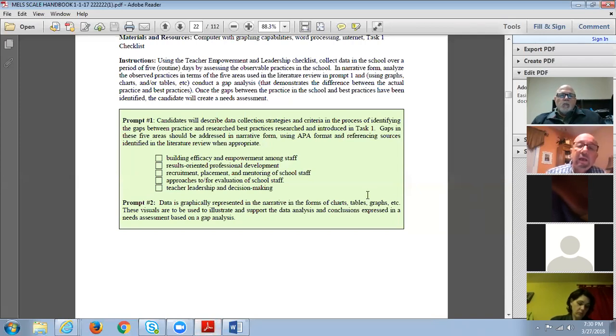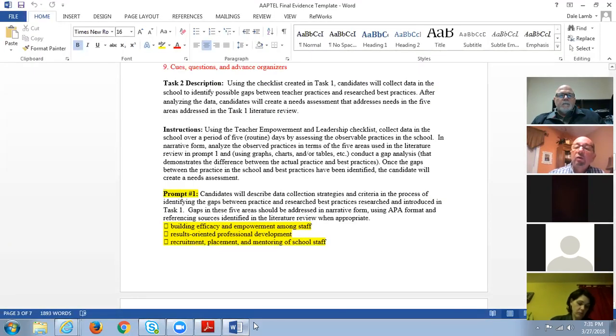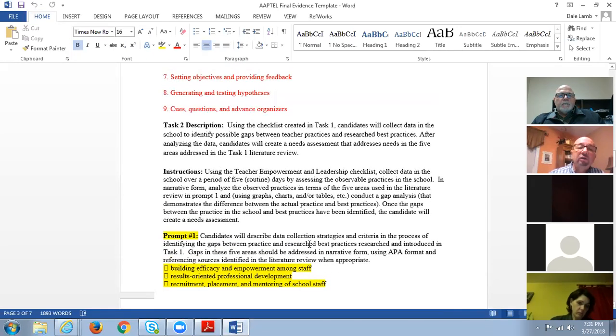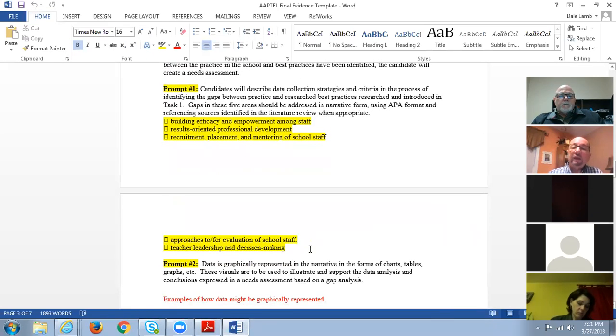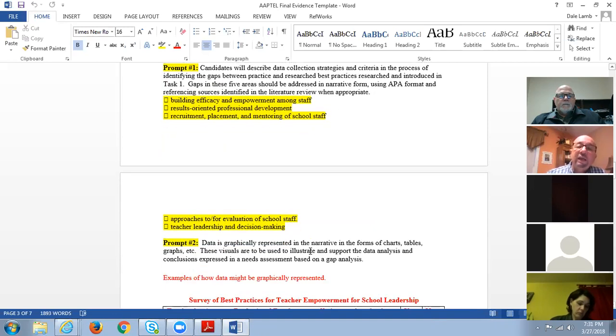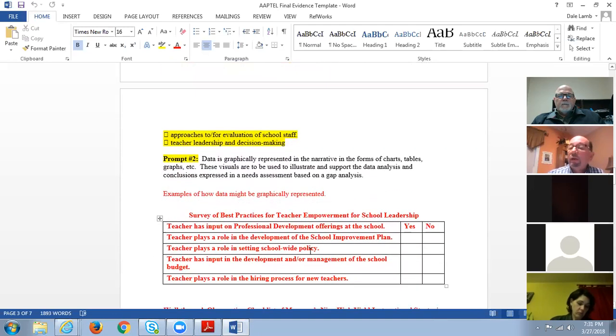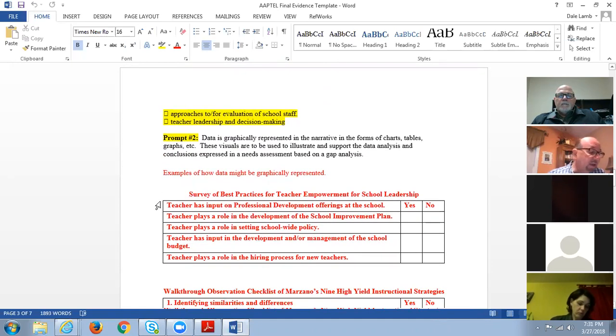And again, remember, if you show a chart, a table, a graph, you don't just stick something there. We have to know what we're looking at. There should be a narrative explaining what it is we're looking at, and it should relate back to what you have said in prompt 1, and it should relate to the research that you've already done. So all of this should tie together.